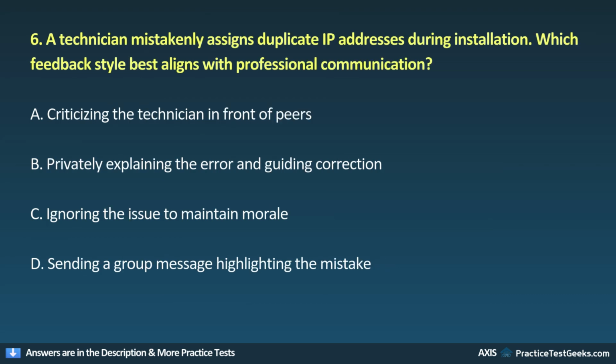6. A technician mistakenly assigns duplicate IP addresses during installation. Which feedback style best aligns with professional communication? A. Criticizing the technician in front of peers. B. Privately explaining the error and guiding correction. C. Ignoring the issue to maintain morale. D. Sending a group message highlighting the mistake.